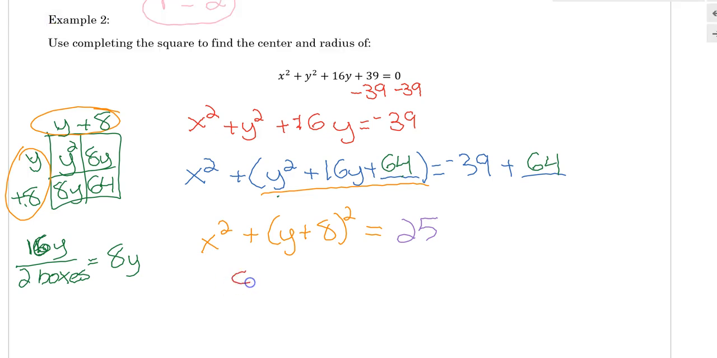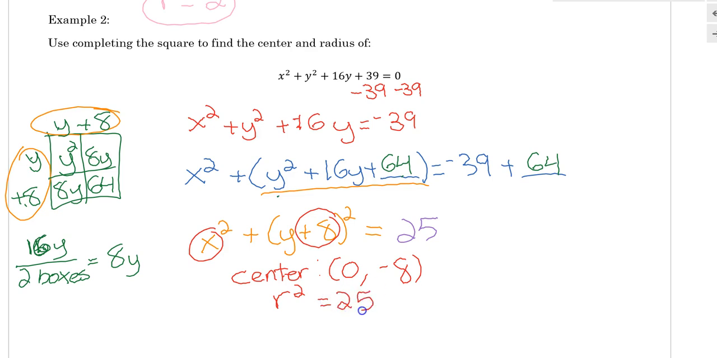So my center: nothing's with x. There's an 8 with y, so that's going to become negative 8. R squared equals 25. I'm going to take the square root so that r equals 5. Okay. So I have my center and my radius. That is it for D2. Like I said, it's almost exactly the same as D1, so go ahead and work on that.